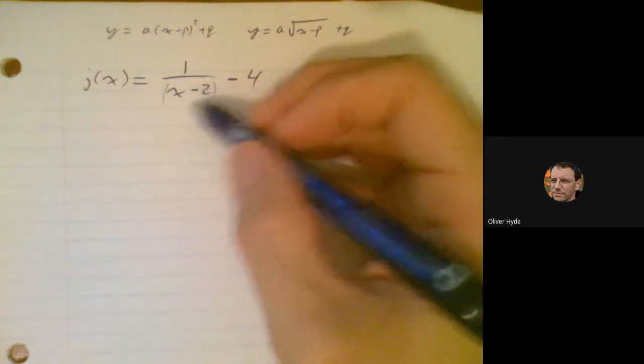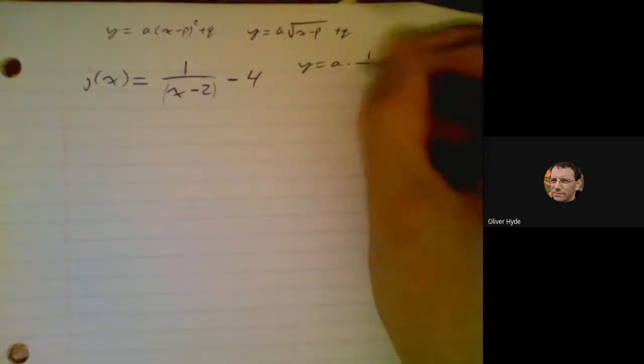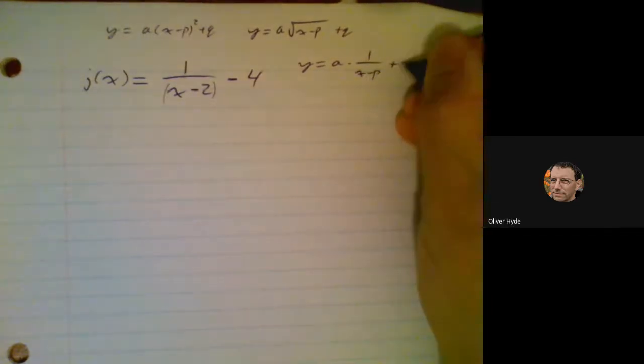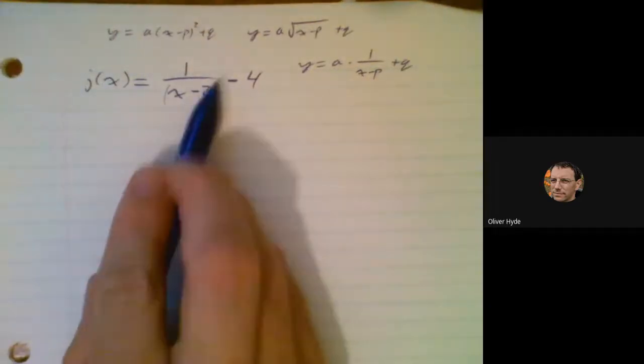Okay. The reciprocal curve is a little bit different though. The horizontal transformations still occur next to the input. Those are happening in the denominator. Your general format for transformations of a parent reciprocal is 1 over x minus p, plus q. So this is a parent reciprocal curve that has been translated right 2 and down 4.